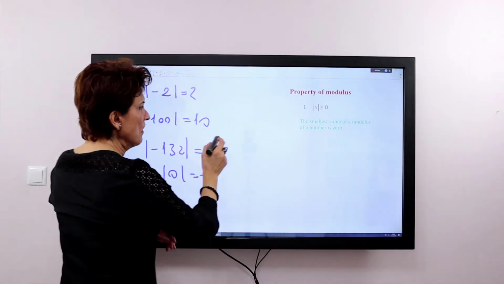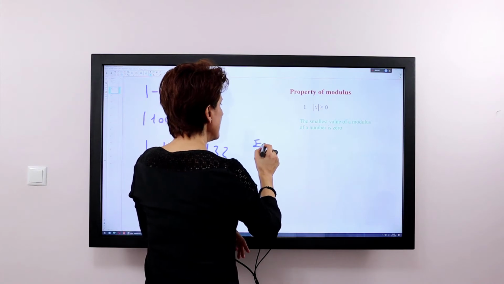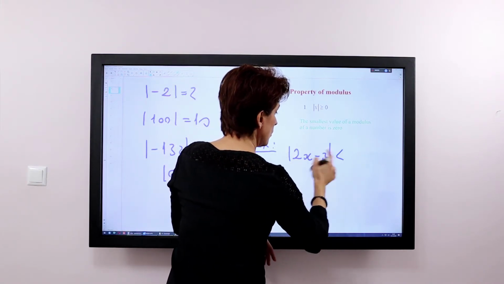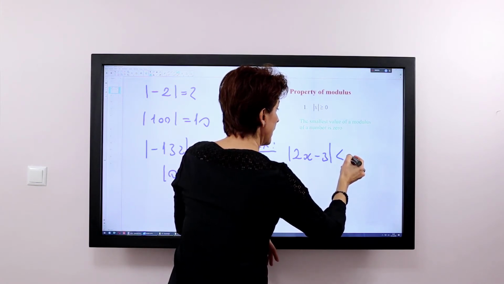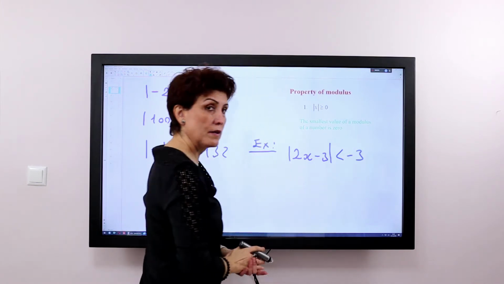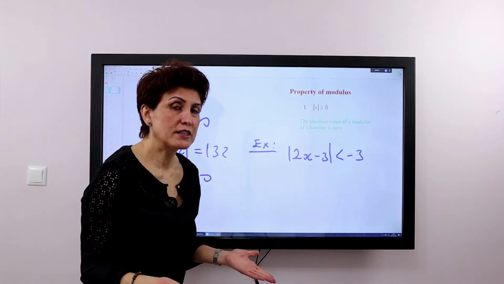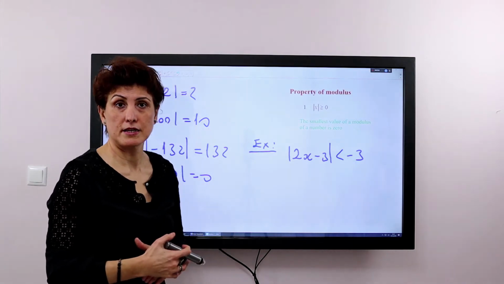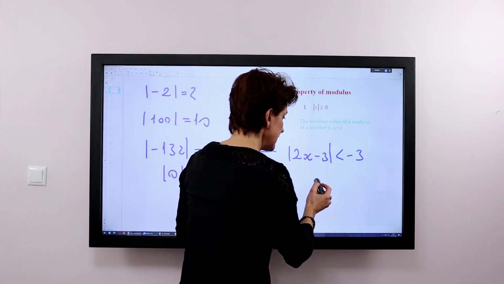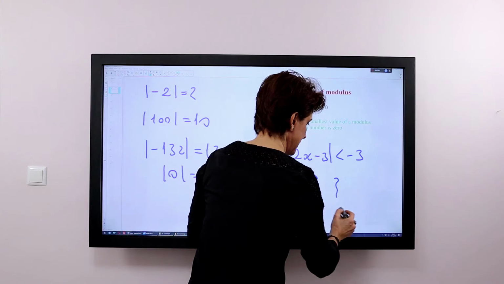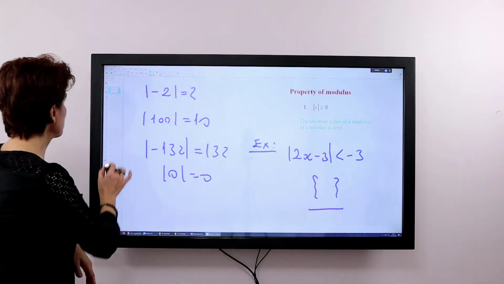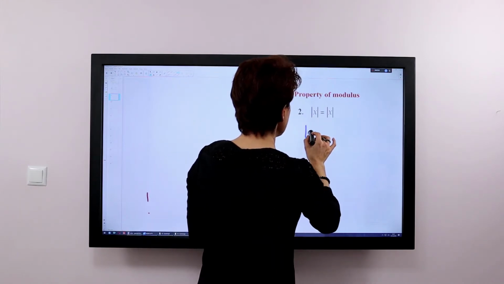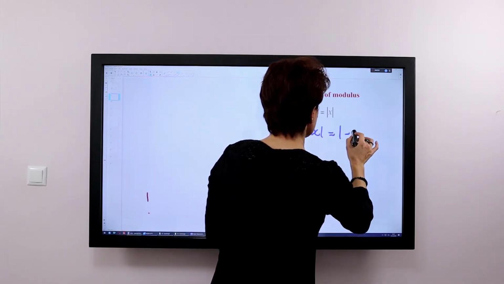Here, for example, I remember that. If I write something like this, what is the solution of modulus of x less than -3? There isn't any solution, dear students. Modulus can't be a negative number, so it can't be less than -3. So the solution is the empty set. Got it? I hope so. Here, there is a small mistake I didn't change. This one has to be like this. Could you be careful here?